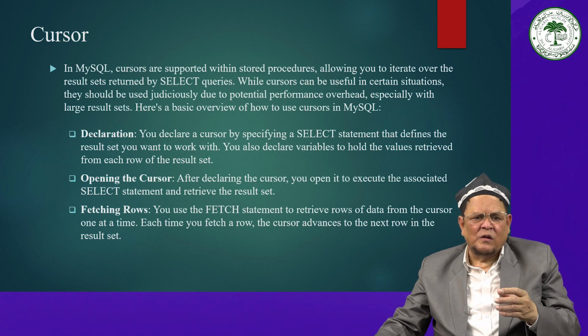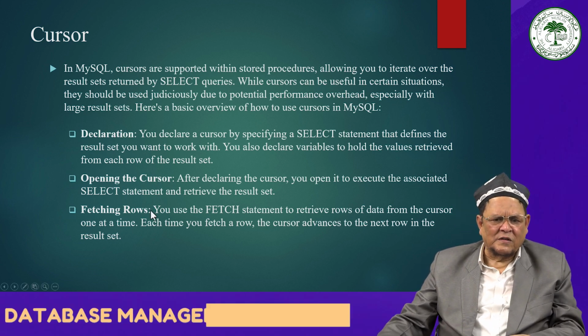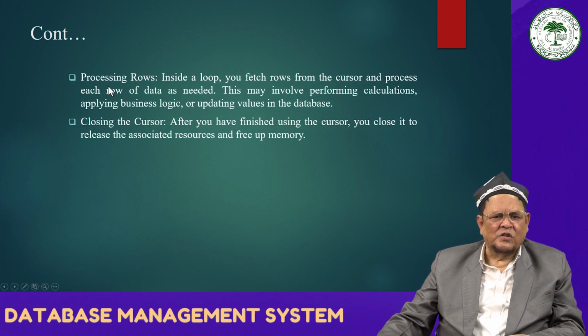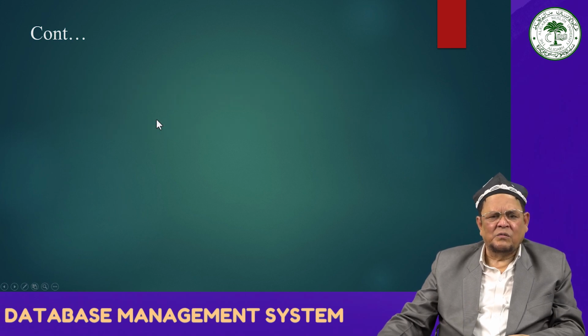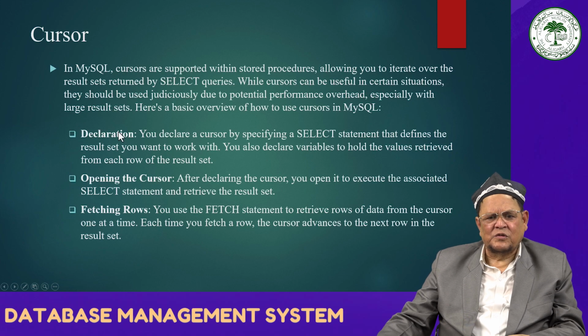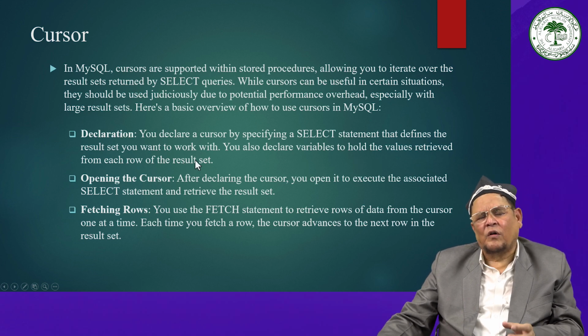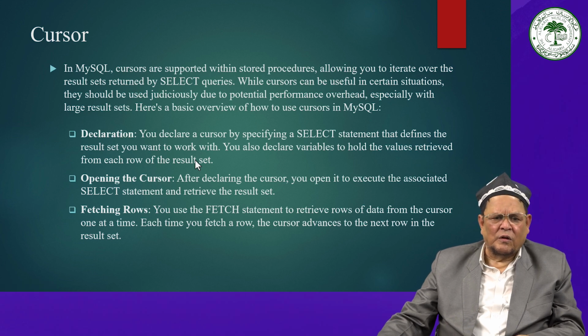How do you use it in MySQL? For that, the steps are declaration, opening the cursor, fetching the row, processing rows, and closing the cursor. These are the steps you have to follow. Declaration means you have to declare a cursor by specifying a select statement that defines the result set you want to work with. Also, you have to declare variables to hold the value retrieved from each row of the result set. So, you also have to define the variables.